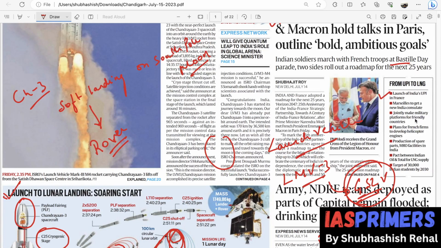Military platforms for friendly countries will be established by India and France. So, more defense-related cooperation. There is a plan for developing helicopter engines. Then maintenance, repair facilities. MROs are maintenance repair organizations. These are basically for the aviation sector.